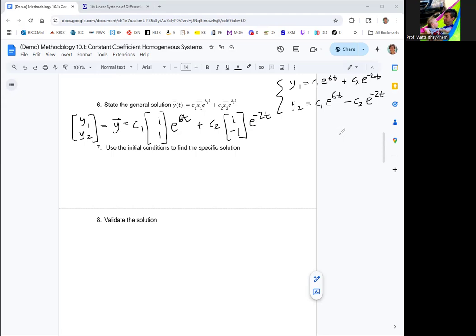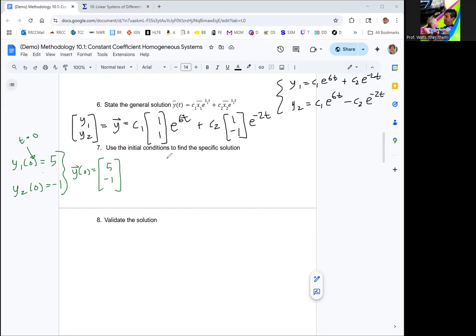If you don't have initial conditions for your initial value problem, then that's your general solution and you're done. If you have initial conditions, you can find a specific solution. We were given initial conditions at the very beginning: y1 of 0 equals 5 and y2 of 0 equals -1. You could also think of that as the vector y at 0 is the vector 5, -1. So all we do is replace t with 0, and then replace y1 and y2 with 5 and -1.